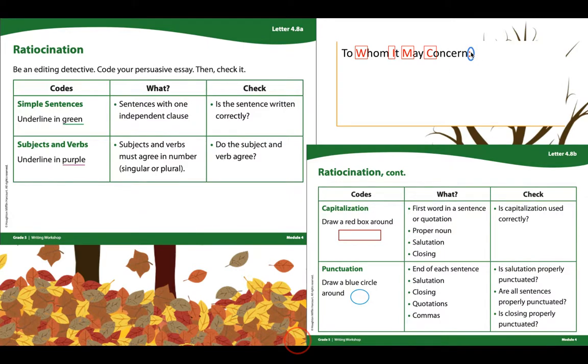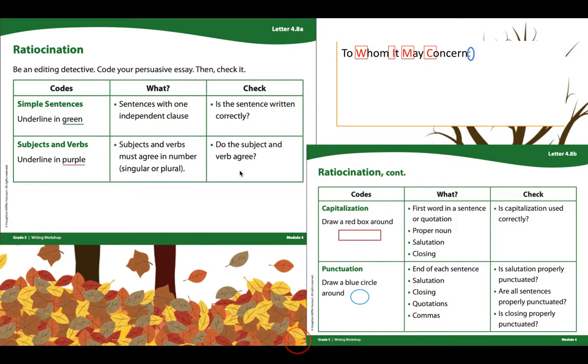Is my colon used correctly? Is my punctuation at the end of my salutation used correctly? I have it circled here in blue. Well, yes. Whenever I'm writing a salutation for a formal letter and it states to whom it may concern, I always want to put a colon there as the correct punctuation. So there are no changes that need to be made. If I had not capitalized something, or if I had left the punctuation off, I would need to make some corrections.